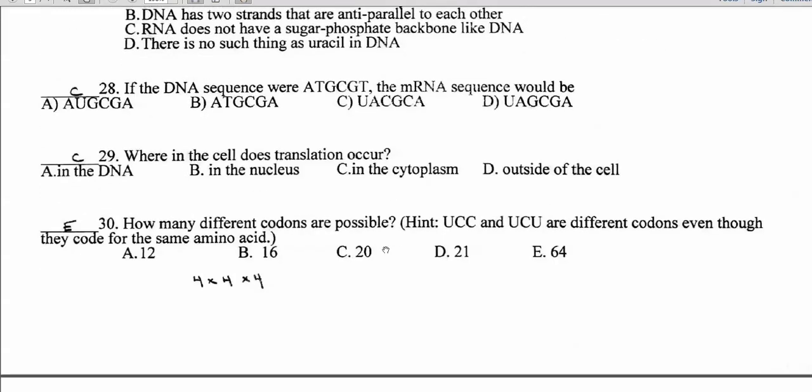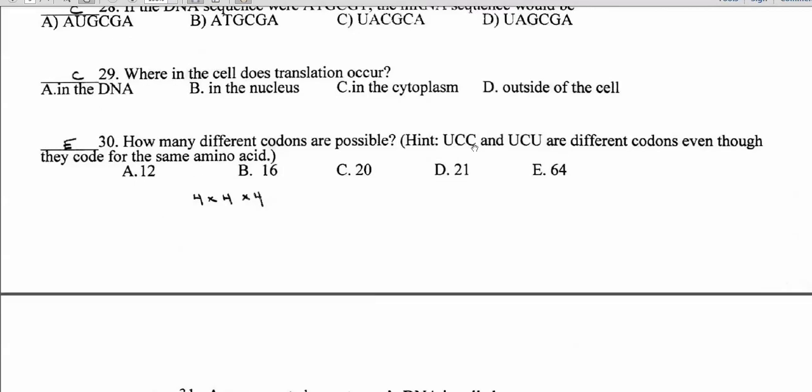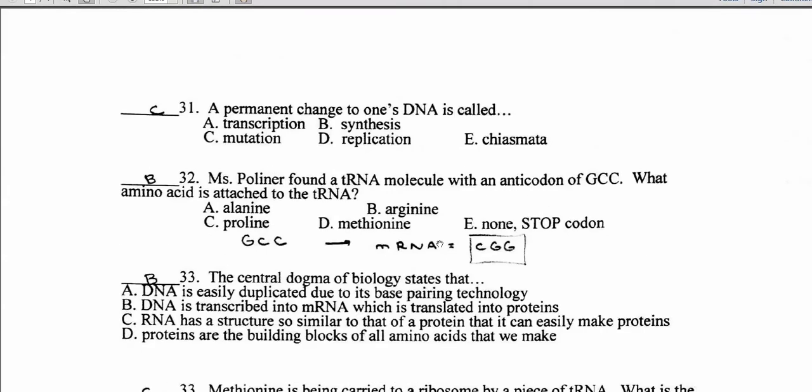Where in the cell does translation occur? In the cytoplasm. Okay. For here, we've got 3 different places, and 4 different letters that can happen in each of them. So what you do is you say 4 times 4 times 4. Those are all the different possibilities. So there's 64 different codons, but as we talked about, there are only 20 different amino acids. So obviously some codons are going to code for the same amino acid. So 64 different codon options, only 20 different amino acid options.